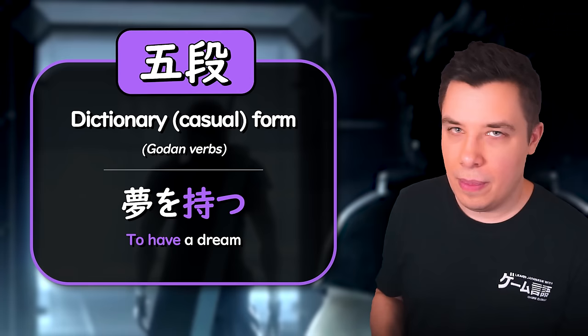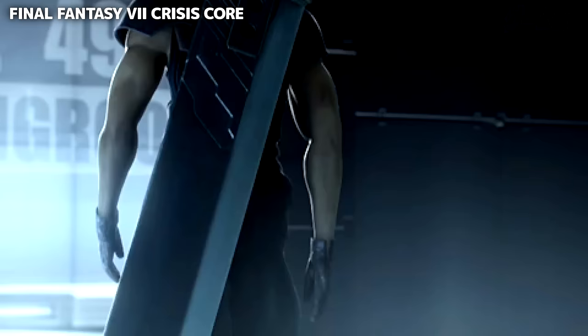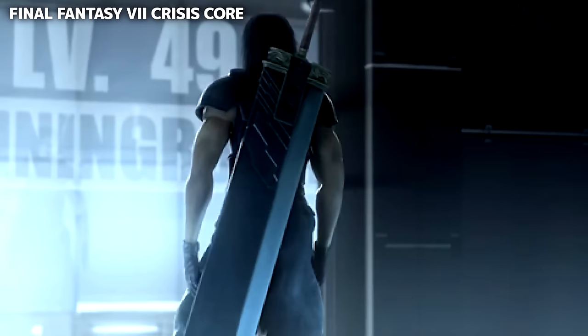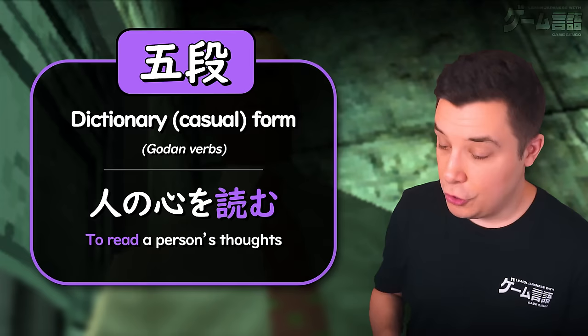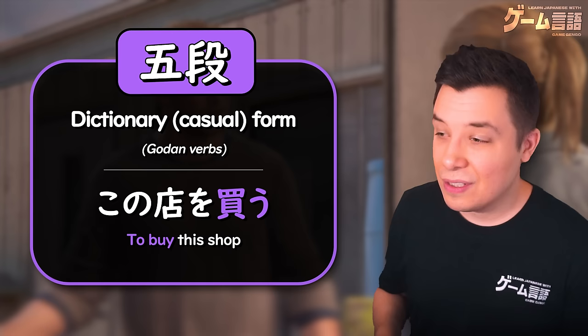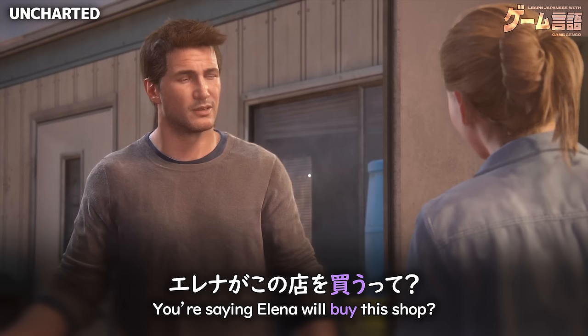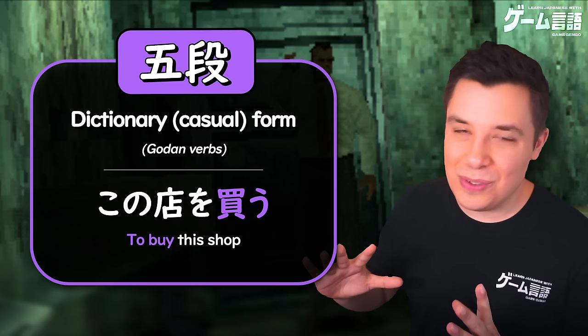お金の話の前に聞く? 持つ, to hold on to something. 持つ. ああ? 英雄になりたければ夢を持つんだ. 読む, to read something. サイコマンティスは人の心を読む. 買う, to buy something. エレナがこの店を買うって? So as you saw, these are all godan verbs.